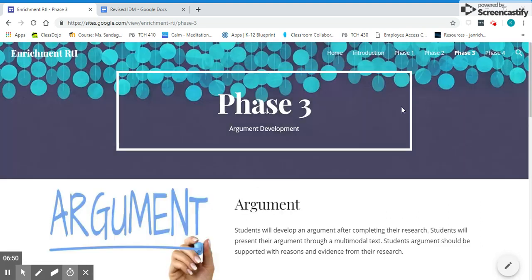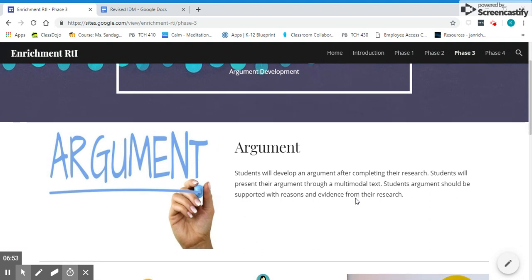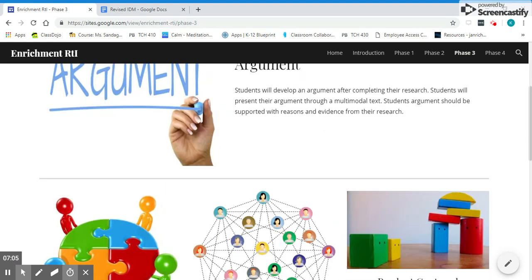Moving on into phase 3, the argument phase, students will be developing the argument, and as I mentioned before, it will be in a multimodal text. I do not want to simply see a written claim with their reasons and evidence. Instead, I want them utilizing a tech tool to showcase that argument in a more engaging way for their audience.